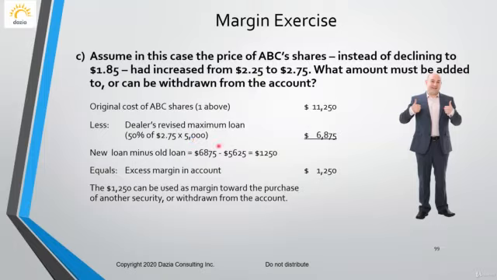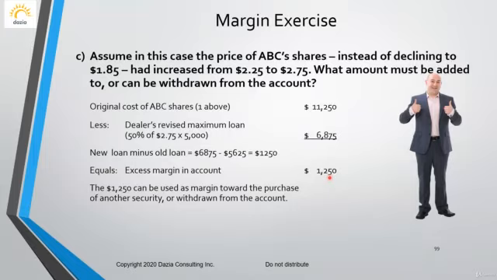Now, if you see, obviously it's going to be extra money. So the difference between the new loan and the old loan is $1,250. So $1,250 is extra money in the account. Obviously, this is just after 24 hours.